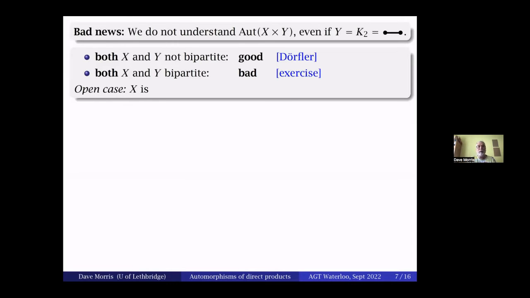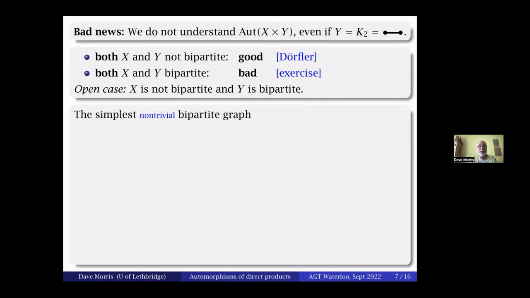So the open case, where we don't know whether the automorphism group is only what we expect, whether X is stable or not, is when one of the graphs is not bipartite, say X is not bipartite, and the other graph is bipartite. So let's say Y is bipartite. Well, the simplest case of a bipartite graph would be K2. That's the case to look at just to get started.